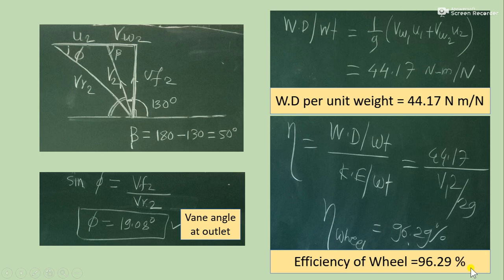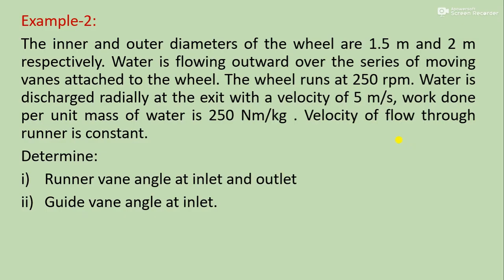Okay, so in this way we can find various parameters. Now let us see the next variety of numerical, where the inner and outer diameters are given, the speed is given, and it is said that water is discharged radially. The meaning of radial discharge we will see in the next slide. And the exit velocity is given as 5 meter per second.